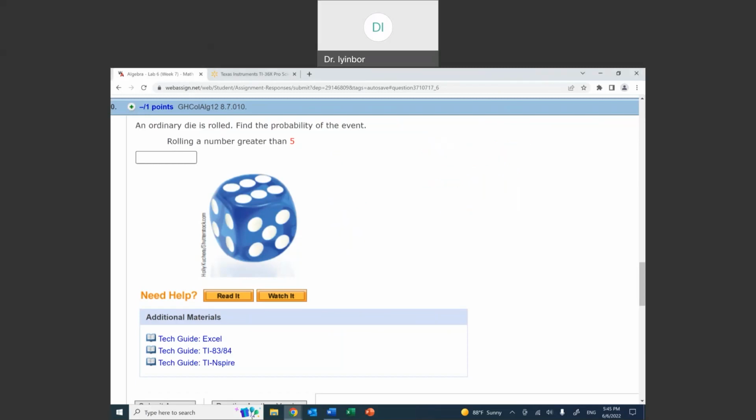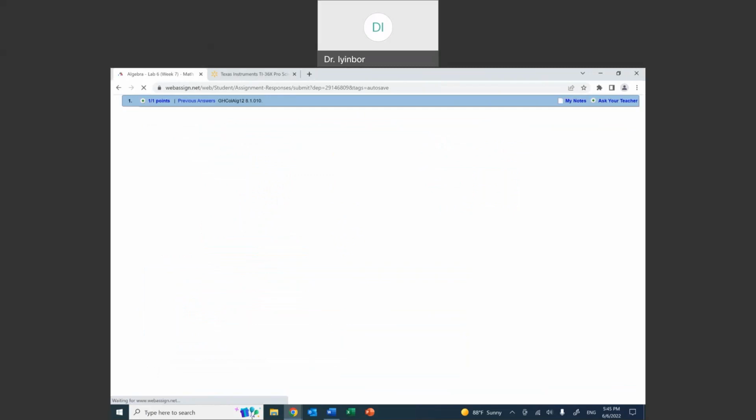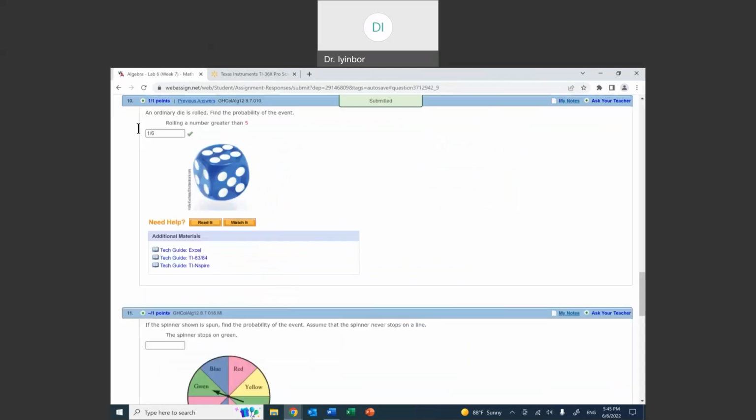Now, you have to leave the answer as a fraction. Even if you put it in the calculator and get a decimal, you have to change it to a fraction, because that's how WebAssign operates. You have to have the answer in fraction form, okay?